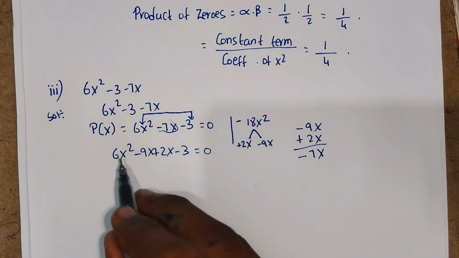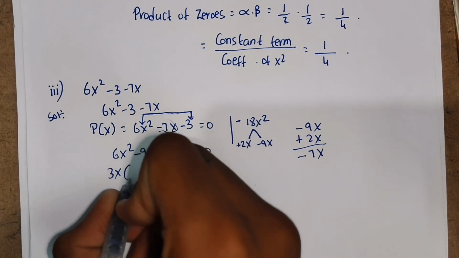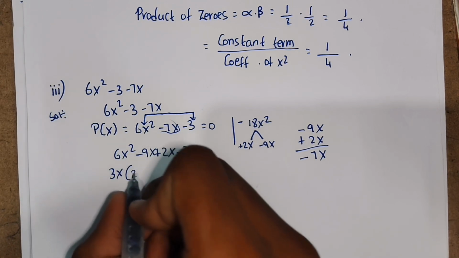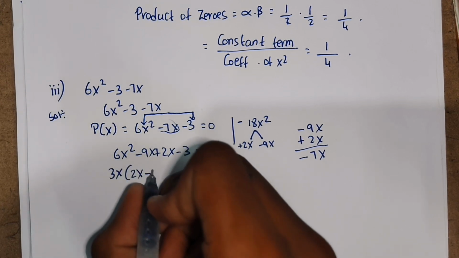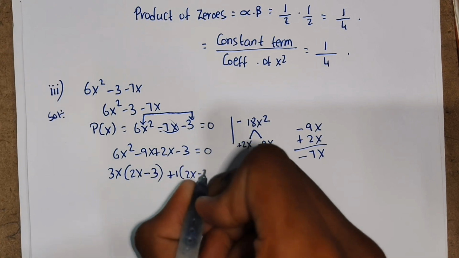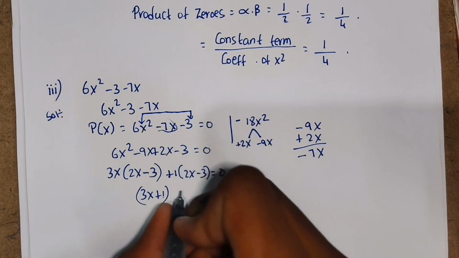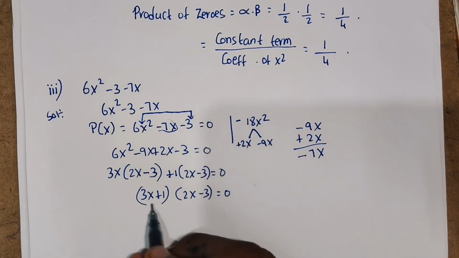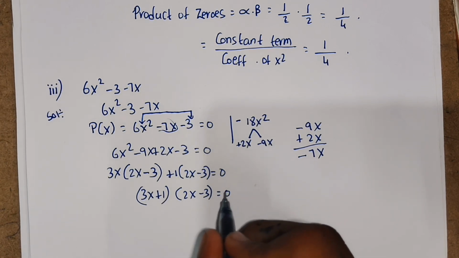What is the common factor in 6x square and minus 9x? 3x. So 3x into 3 2s are 6, x into x, x square, plus into minus, minus 3x 3s are 9x, plus 1 into 2x minus 3 equals 0. So 3x plus 1 into 2x minus 3 equals 0. Both the zeros are equal to 0.